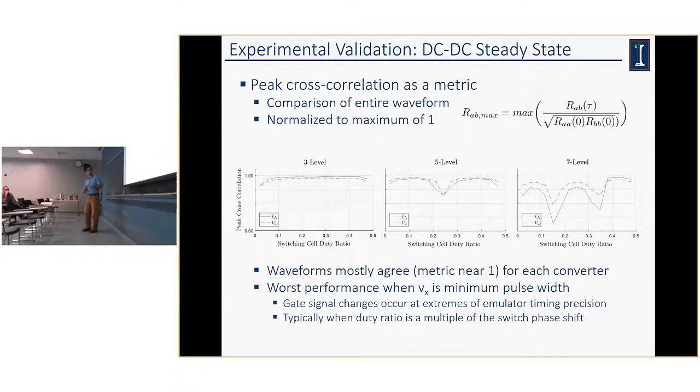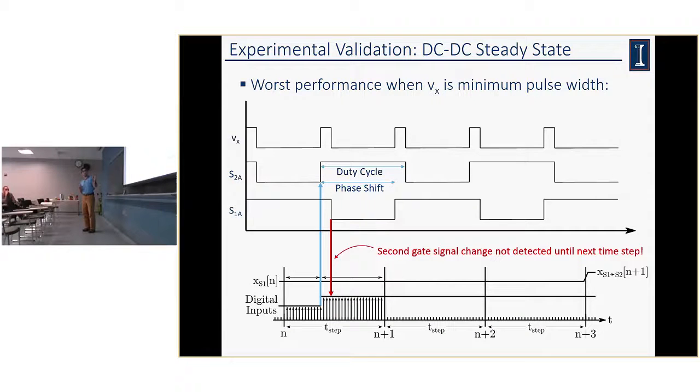But to elaborate on that, if we go back to the individual switching signals, again for the 3 level, we can see that in the emulator implementation, we can still detect the first gate signal change at very high resolution. However, the emulator is only set to accept 1 change per time step. So if we're operating at a duty cycle close to the phase shift, another gate signal change may occur and not be resolved until the next time step, adding to the error in our timing accuracy.